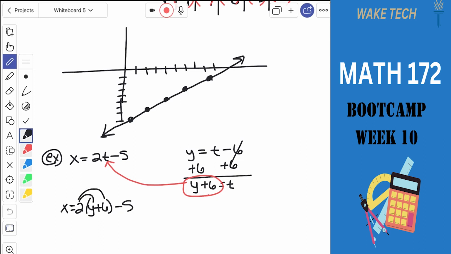To make this look a little better, we can distribute the 2 and then combine like terms. 12 plus 5 is 17.